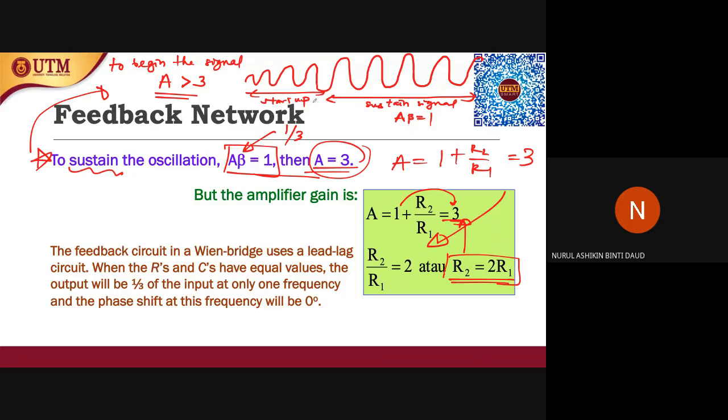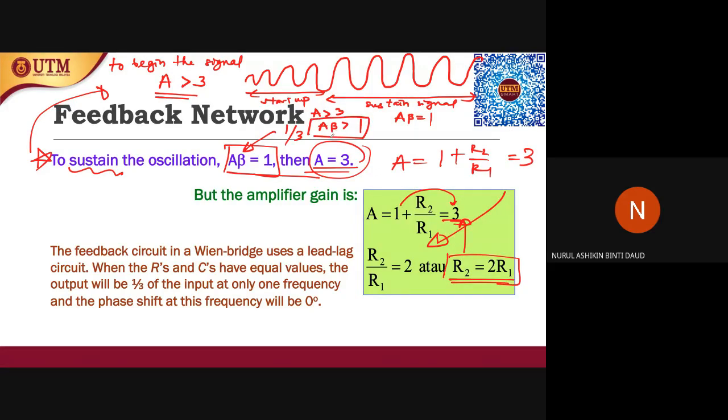But to start the signal, this is what we call the start-up. To start the oscillation, start-up oscillation, A should be more than 3, so A times beta will be more than 1. A times beta will be more than 1.